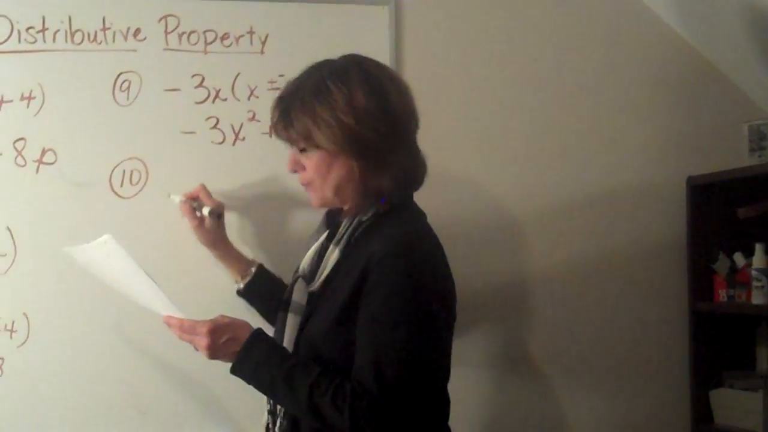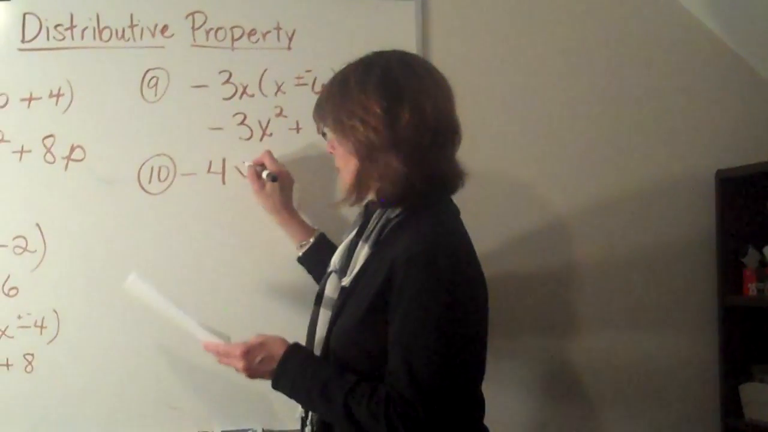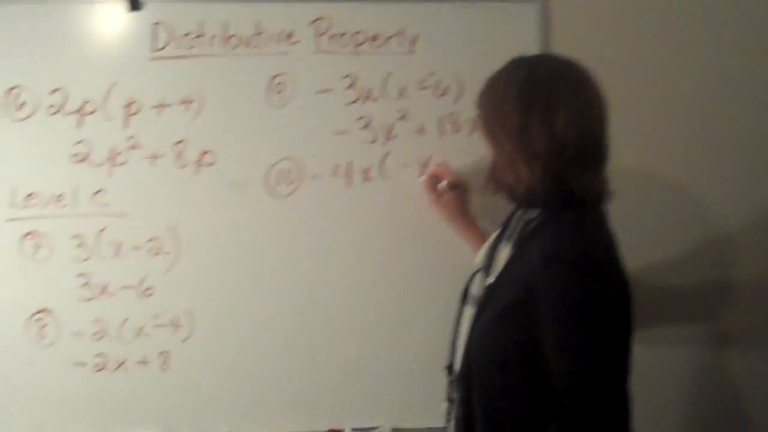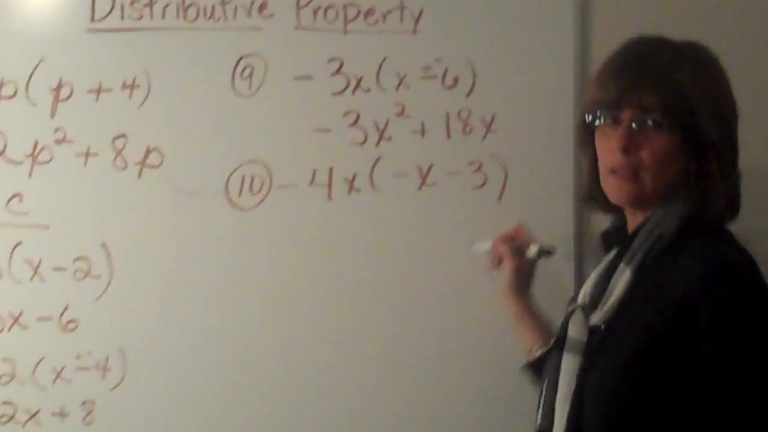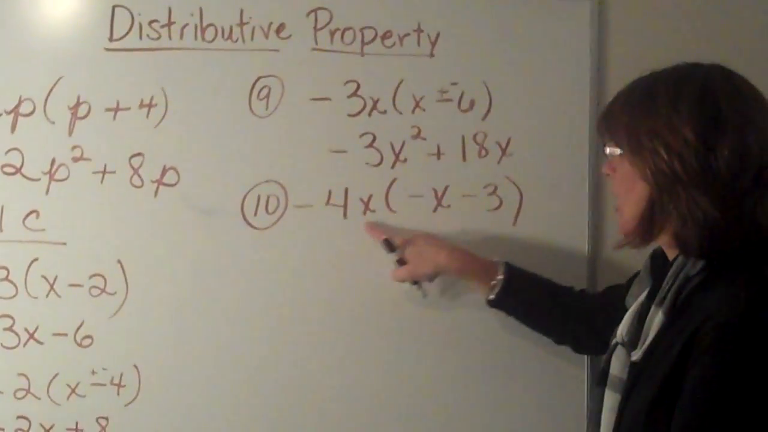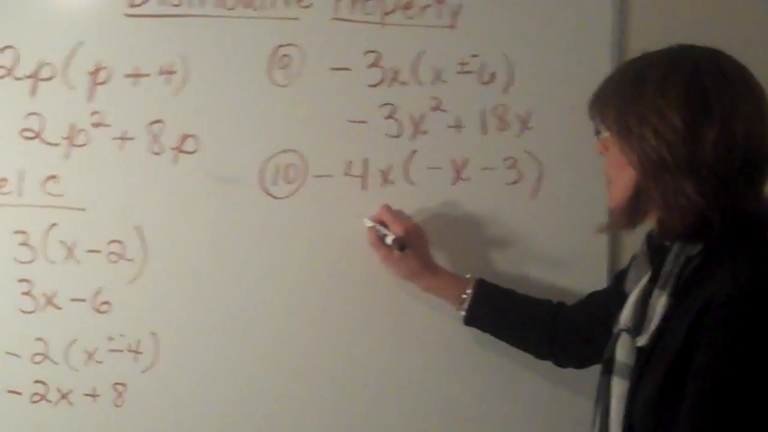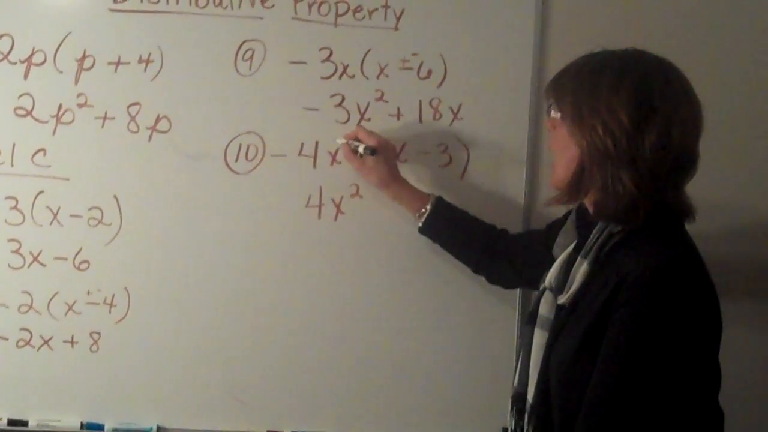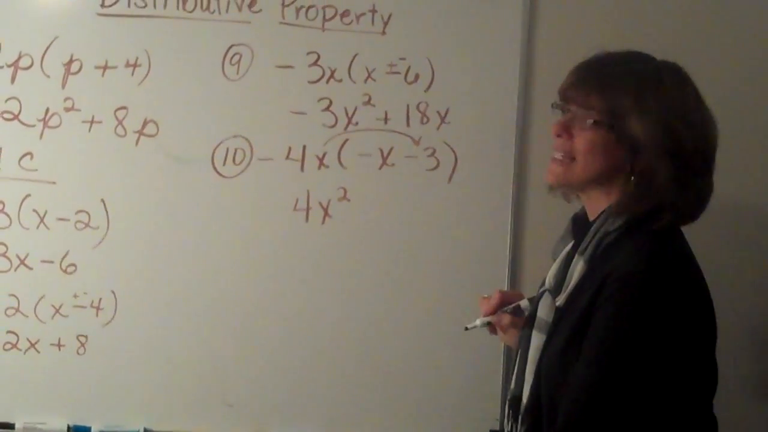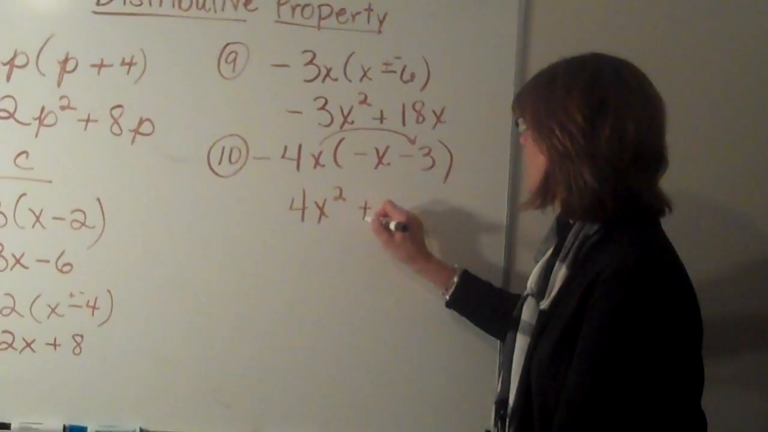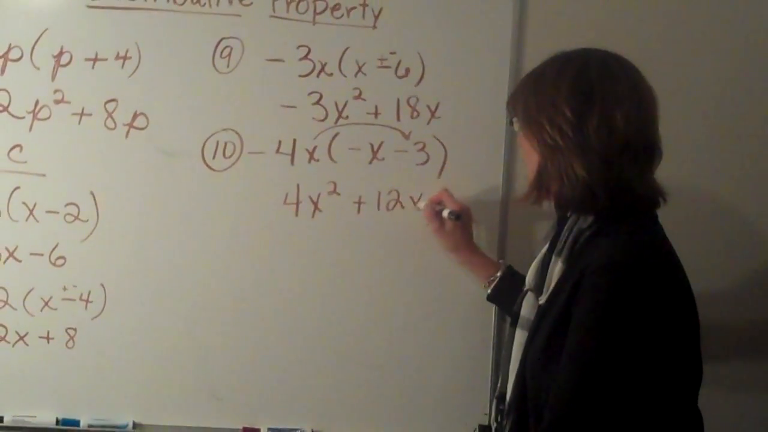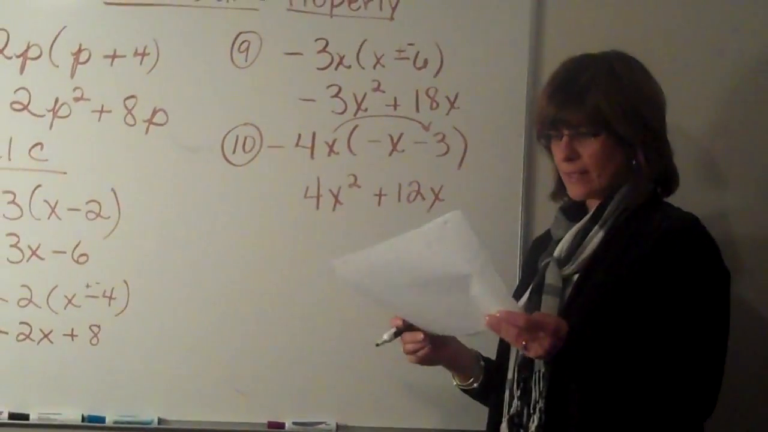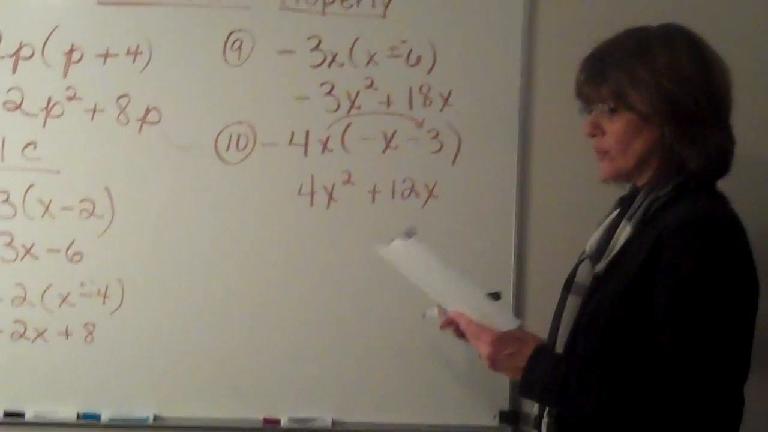And number 10, negative 4x times (negative x minus 3). So I have negative 4x times negative x. That would be positive 4x squared. And negative 4x times negative 3, which would be positive 12x. Okay, so now we're going to move on to level D.